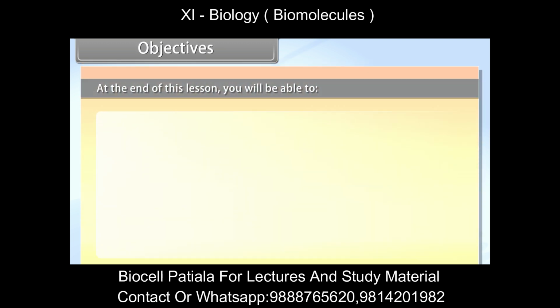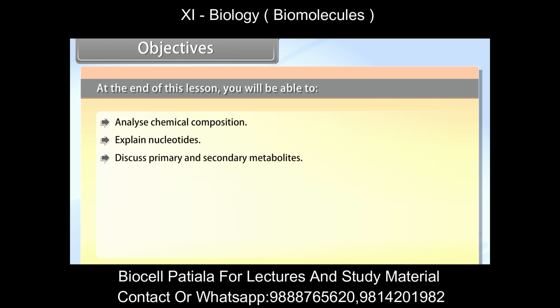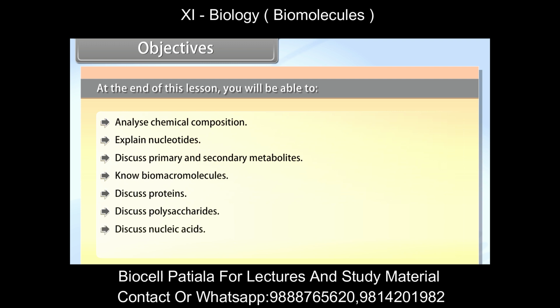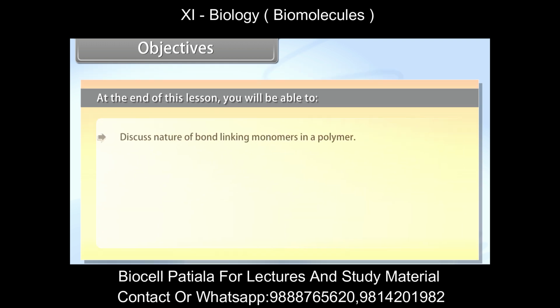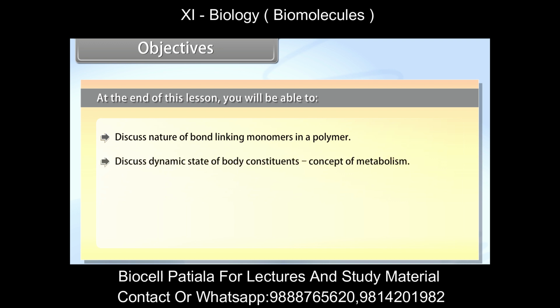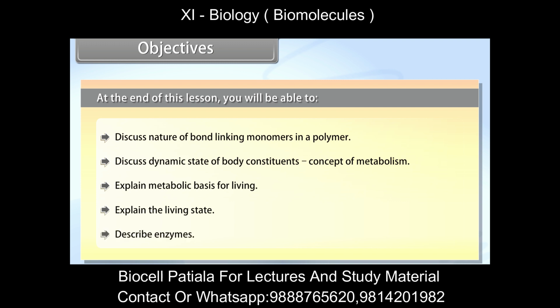At the end of this lesson, you will be able to analyze chemical composition, explain nucleotides, discuss primary and secondary metabolites, know biomacromolecules, discuss proteins, discuss polysaccharides, discuss nucleic acids, describe structure of proteins, discuss nature of bond-linking monomers in a polymer, discuss dynamic state of body constituent, concept of metabolism, explain metabolic basis for living, explain the living state, describe enzymes.